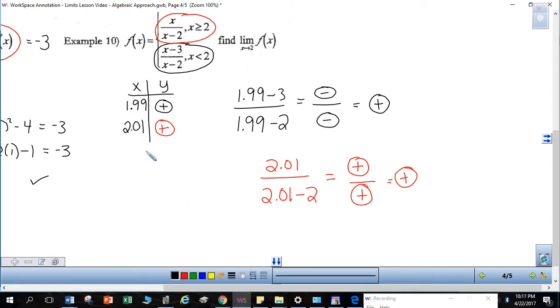So because these are the same, we can say that our limit approaches positive infinity.